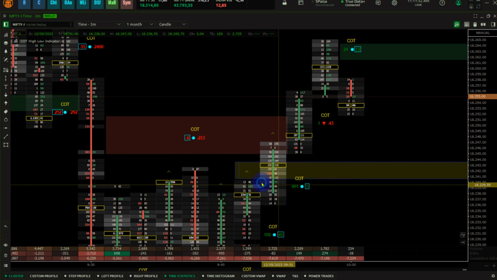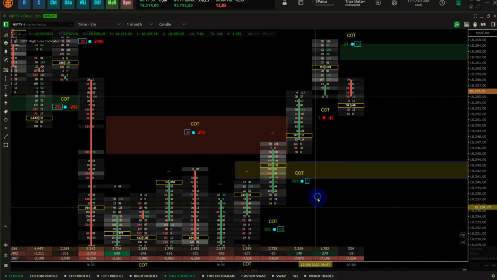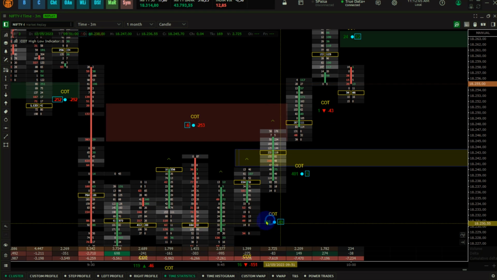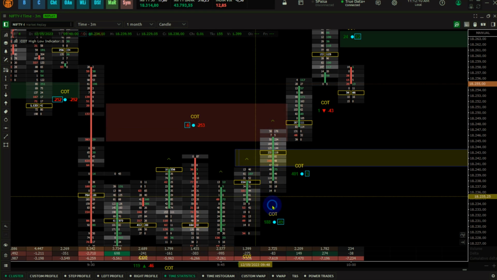Because it has gulped the sellers from here, and when you were looking at the bar, the COT high turned from negative to positive in a flash over here. So there are a lot of buyers that have come in. Again, you can see both turning positive. So there's a lot of aggressive buying that has stepped in.